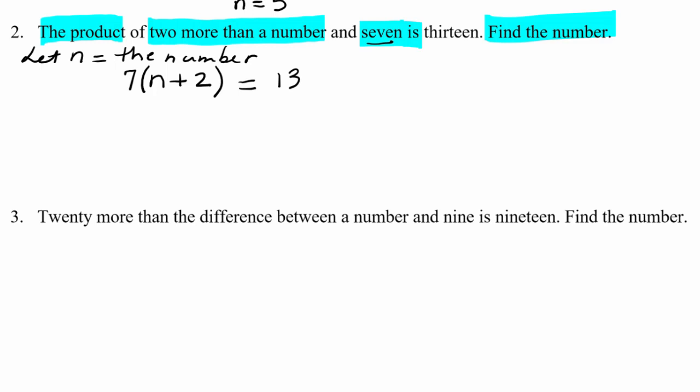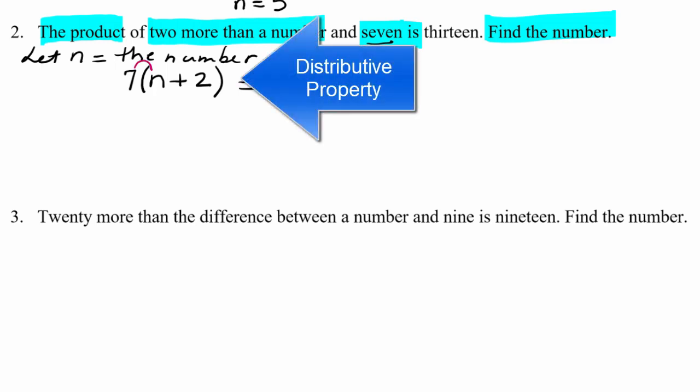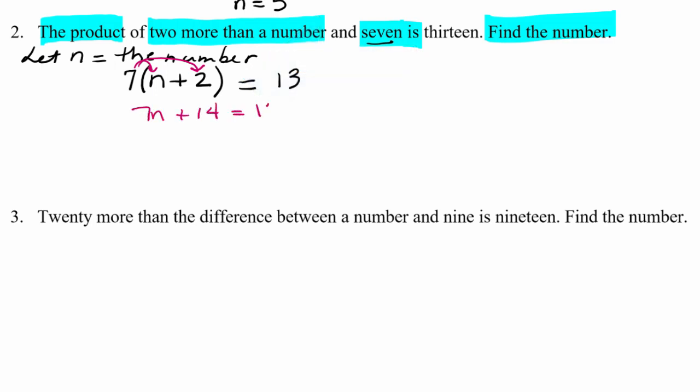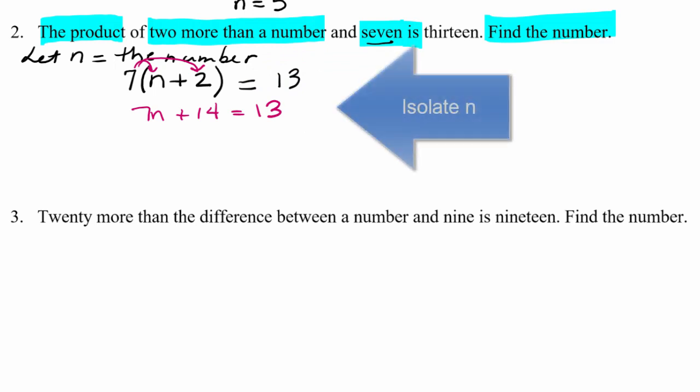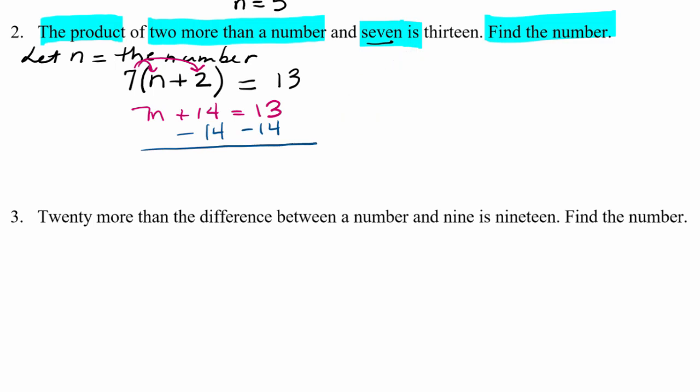And now what are we going to do first to find this number? Well, if you said distributive property, you're right. So we're going to distribute that 7. And so we get 7n plus 14, and that equals 13. In a linear equation again, we have n to the first power. We have to isolate n. So let us subtract the 14 first to isolate the n. Okay, there it is. And now here we get 7n equals negative 1. And then we need to divide by 7 so that we can isolate the n. So n equals negative 1/7.